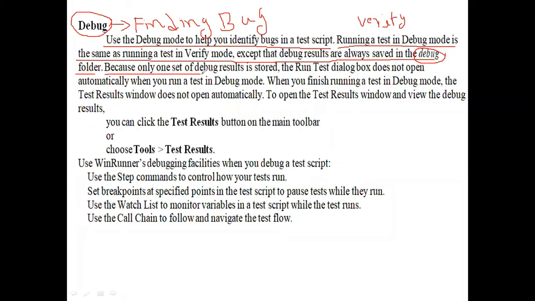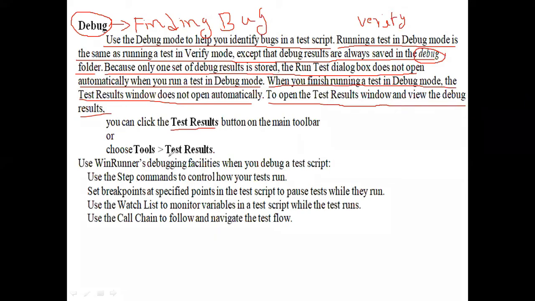Because only one set of debug results is stored, the run test dialog box does not open automatically when you run a test in debug mode. When you finish running a test in debug mode, the test results window does not open automatically. To open the test results window and view the debug results, you click the test results button on the main toolbar or choose Tools, Test Results. Okay.